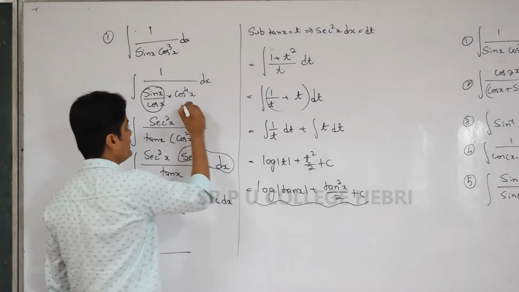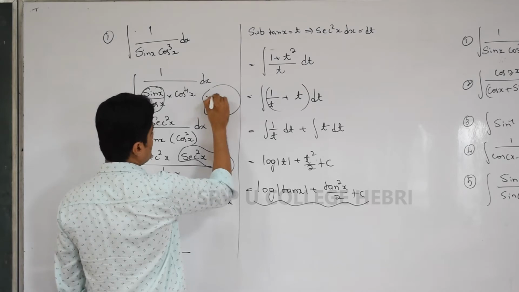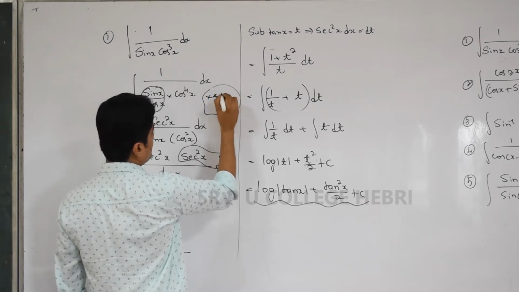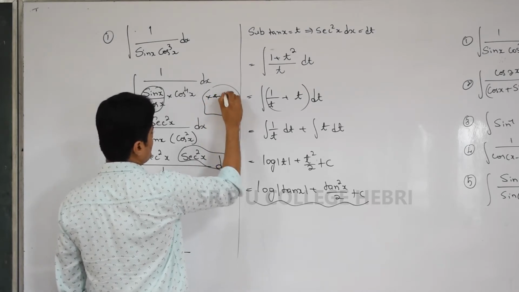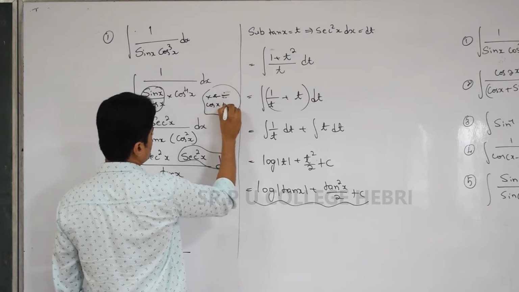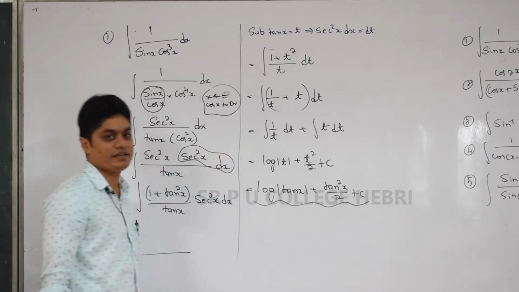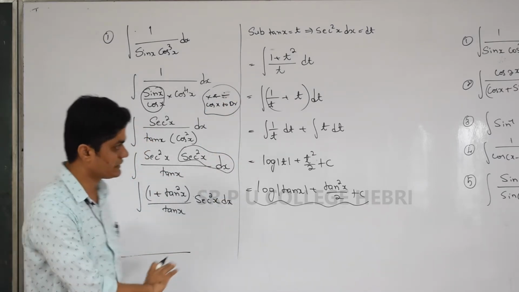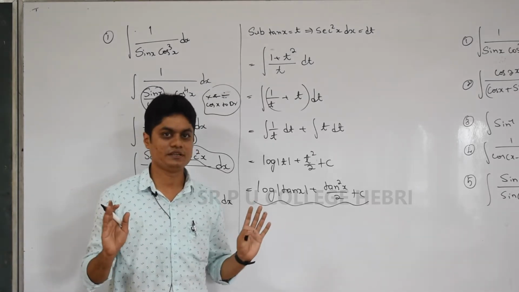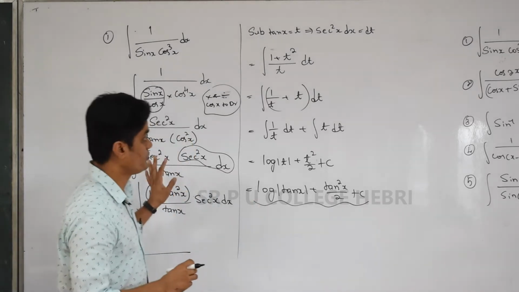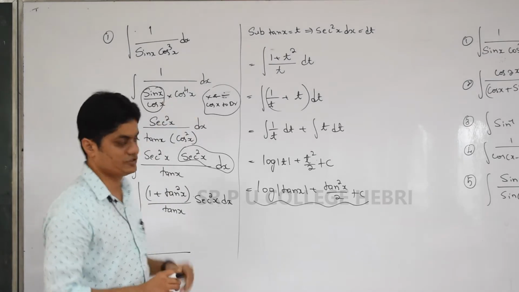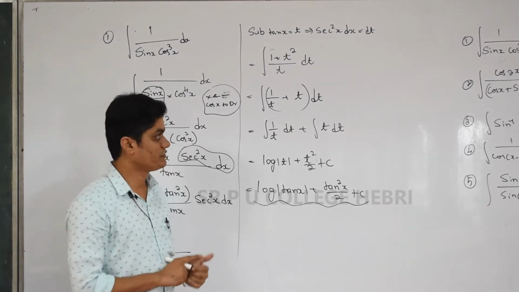Remember this trick: what we did here is multiply and divide cos x to the denominator. The remaining part you will definitely not find difficult. So this is one very important question, and remember this first trick. Alright, I'm moving to the next question.